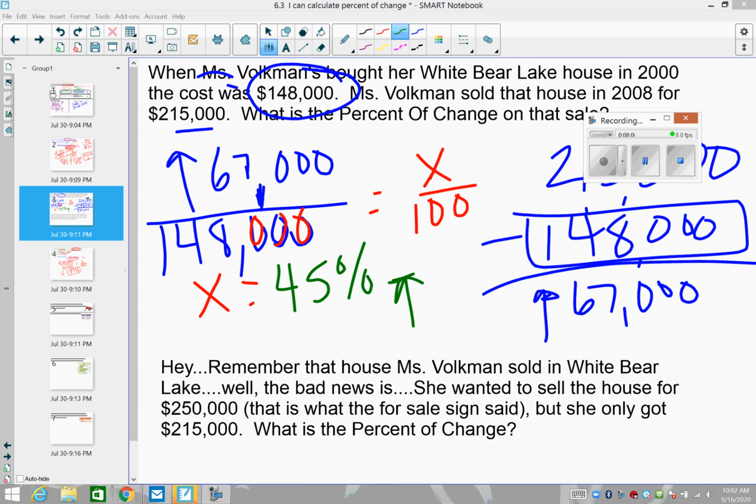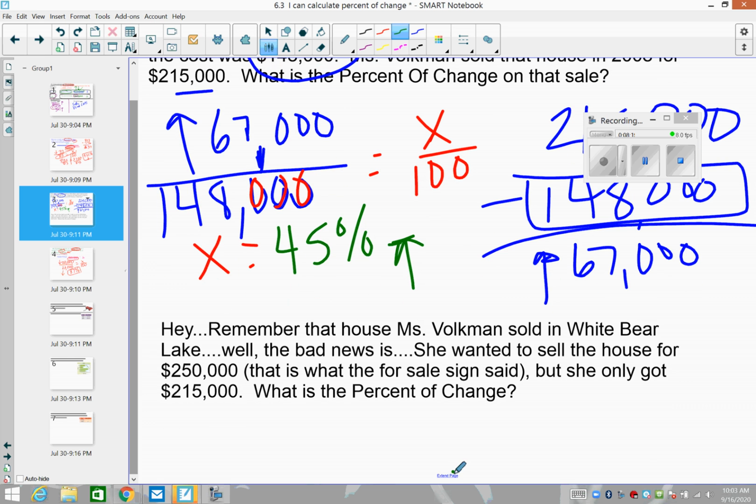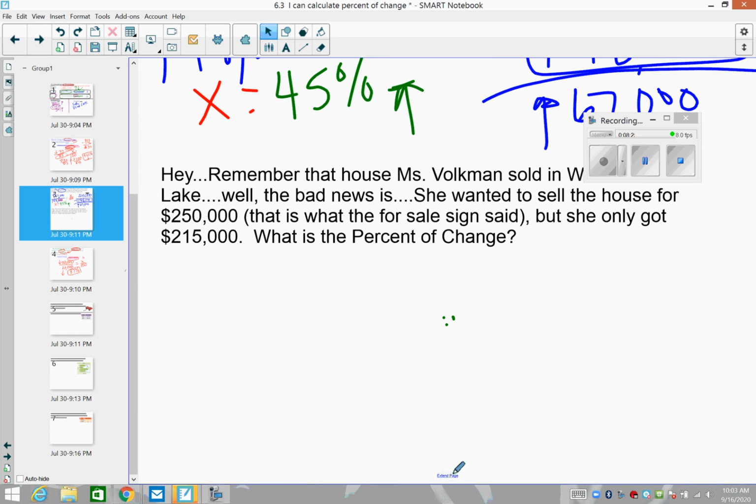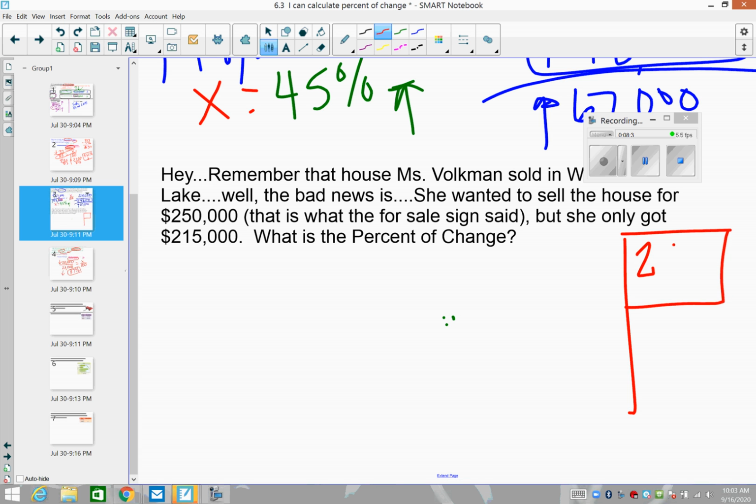All right. So now, hey, remember that house that Ms. Volkman sold in White Bear Lake? Well, the bad news is she wanted to sell the house for $250,000. But she only got $215,000. I couldn't remember what my own question said. So that house, our for sale sign, this is a very interesting thought process as well. So the for sale sign in our yard, we were trying to sell it for $250,000.